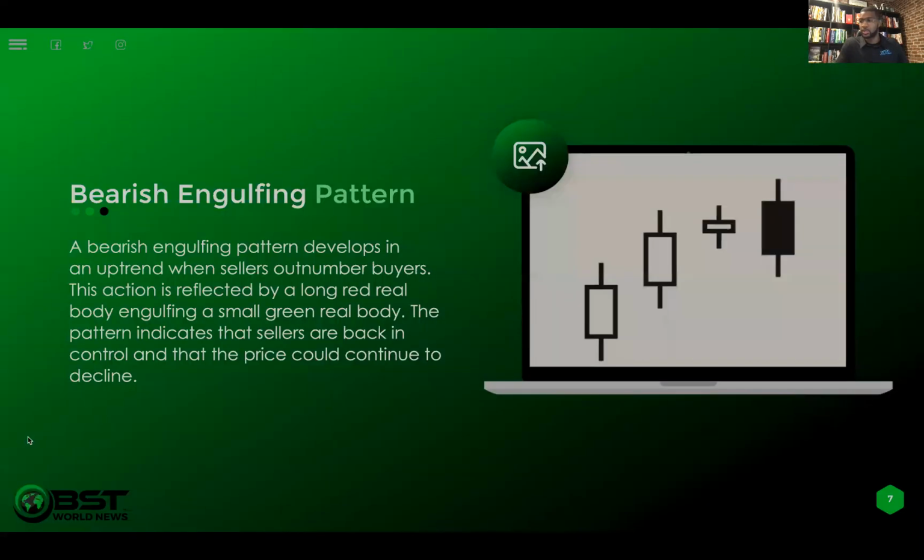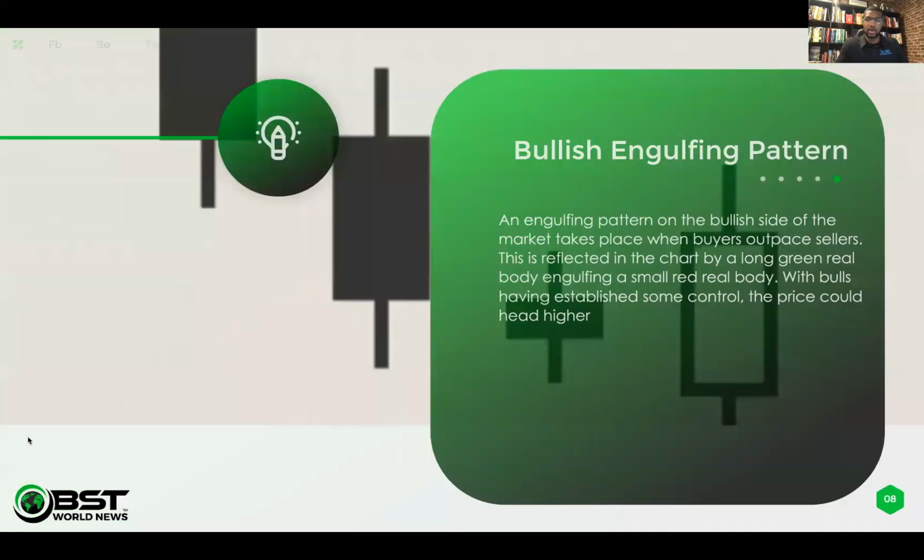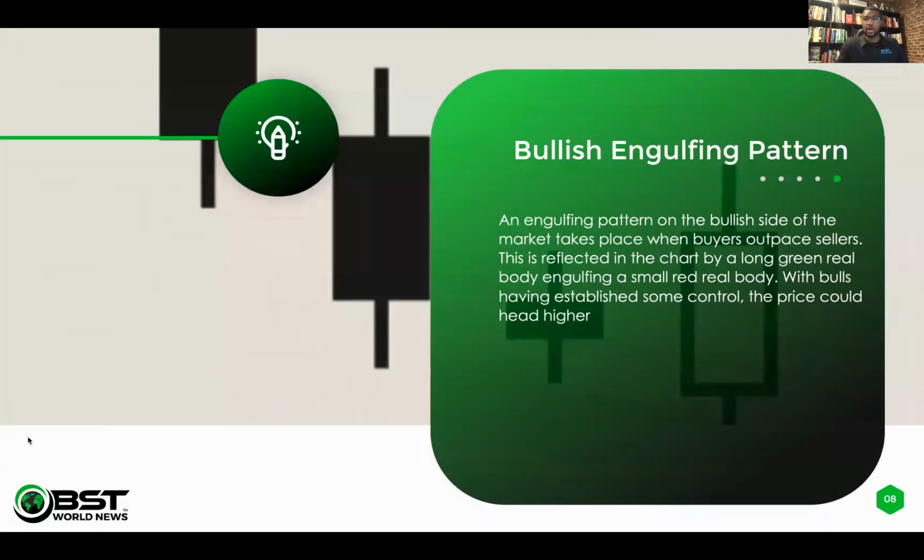Now, let's move on to the next one. So the next one we're looking at is bullish engulfing patterns. All right. So an engulfing pattern on the bullish side of the market takes place when buyers outpace sellers. This is reflected in the chart by a long green real body engulfing a small red real body, with bulls having established some control. The price could head higher.